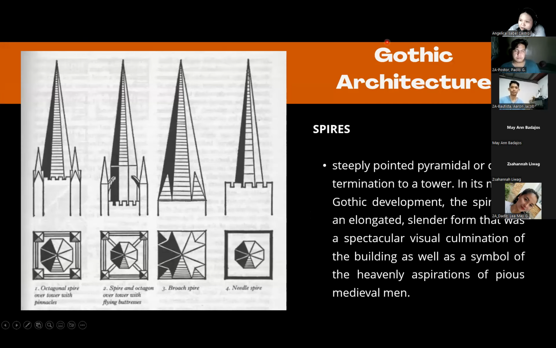So these are your spires. Your spires, it's actually a building element on top of your highest point. Ang definition niya ni Britannica, it's a steeply pointed pyramidal or conical termination to a tower. In its mature Gothic development, the spire was an elongated, slender form that was a spectacular visual culmination of the building, as well as a symbol of the heavenly aspirations of pious medieval men.